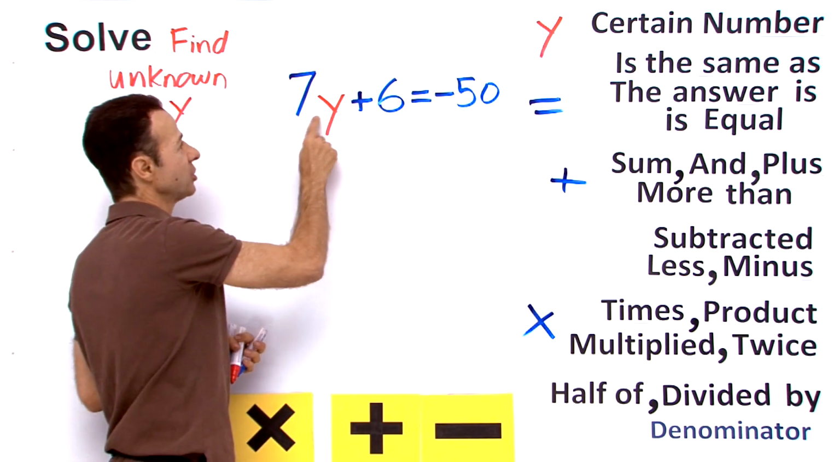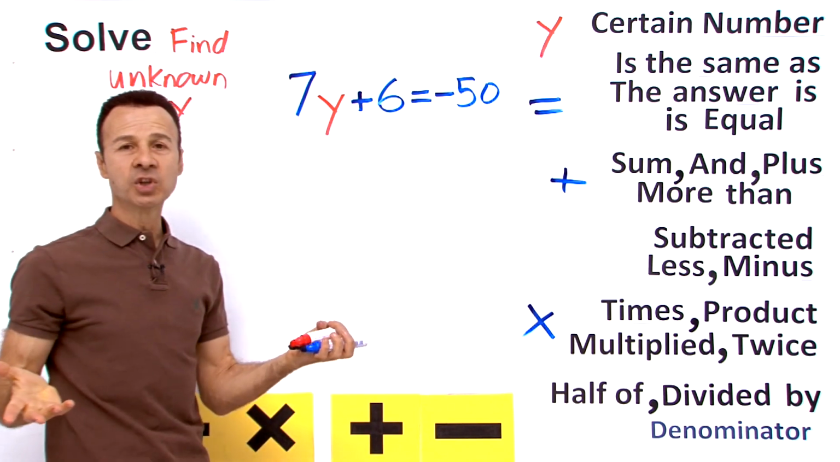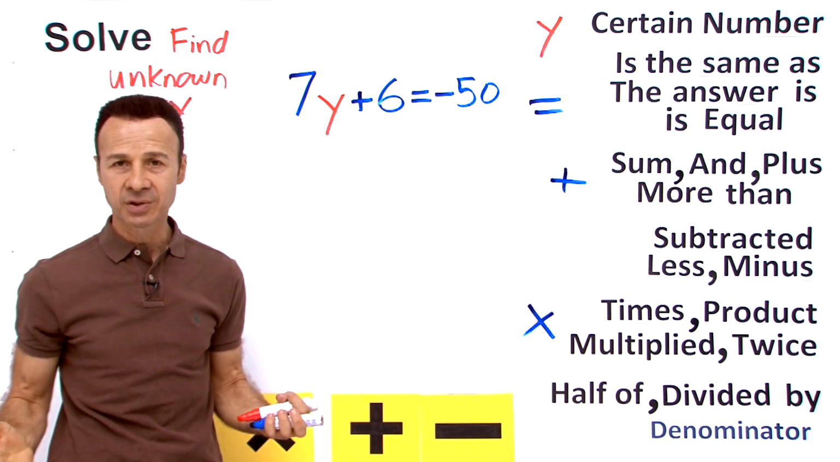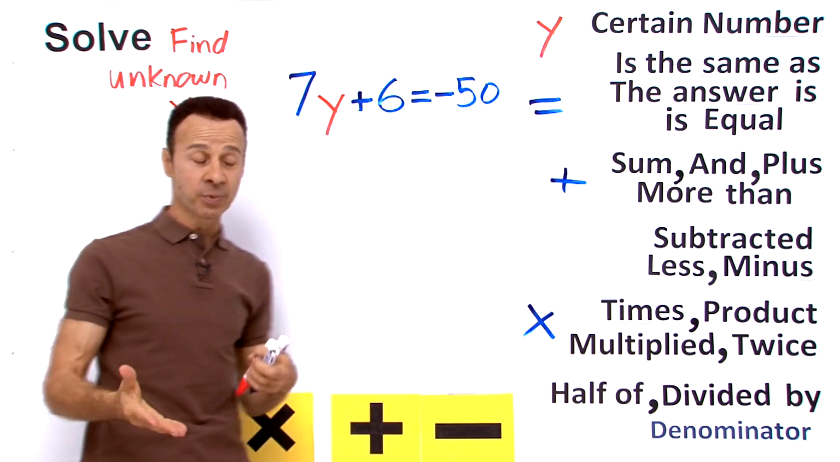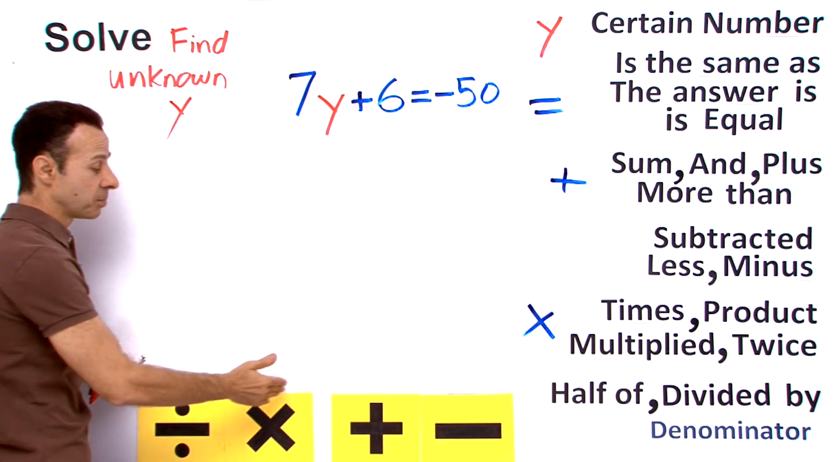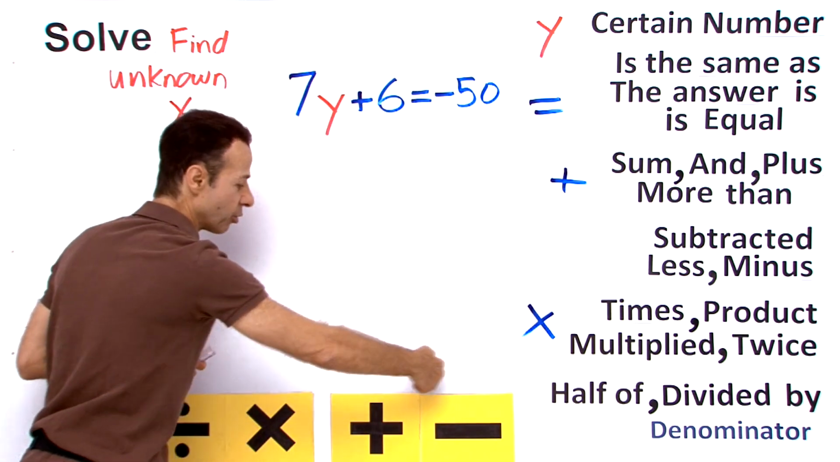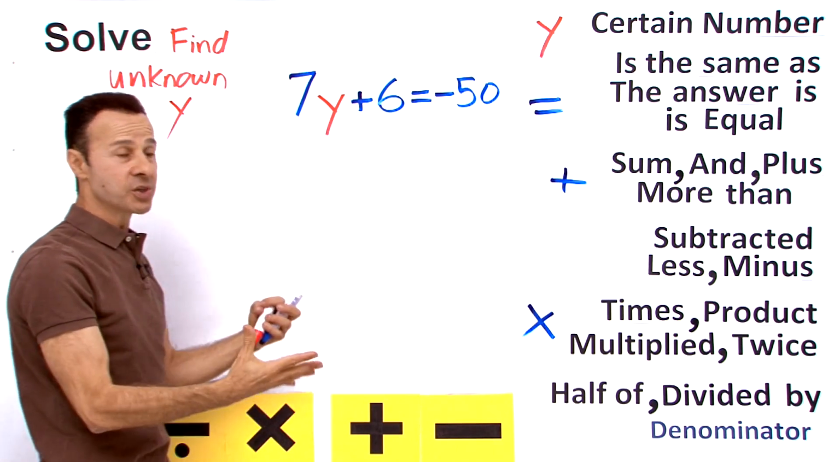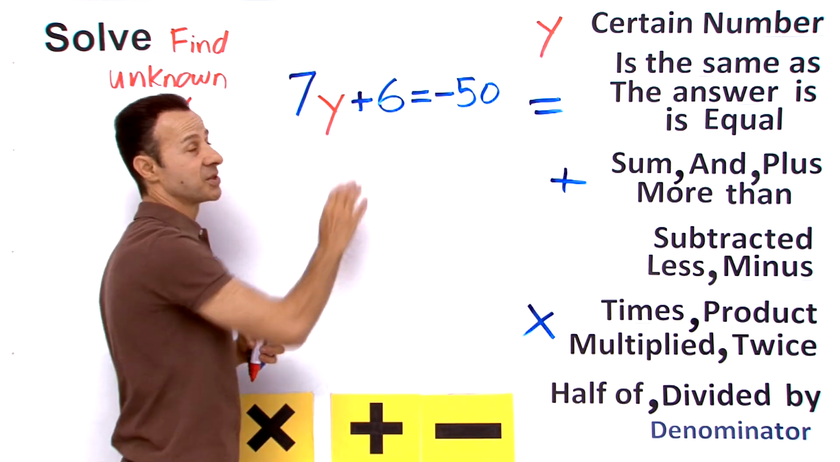Well, we've got a 7 times a y. We're multiplying here, and we've got a plus 6. Which operation do we undo first? Well, we do the opposite of order of operations. Now, normal order of operations will go divide, multiply, plus, then minus. But because we're undoing this, we're going in the reverse order. So first you get rid of the pluses and the minuses. So we get rid of this plus 6.